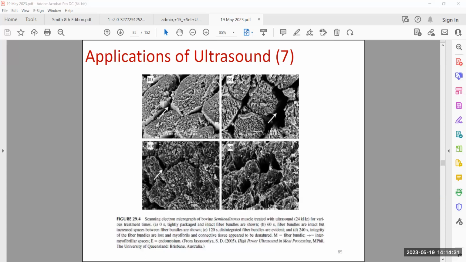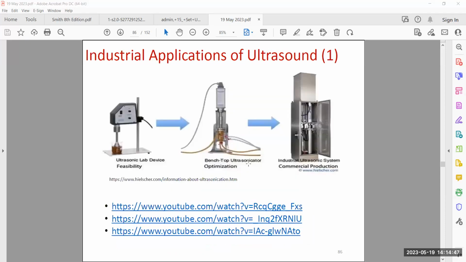This is the beef muscle, otot lembu, that was being treated with ultrasound. You can see that basically it is disintegrating the fiber bundle. So basically you would get a more tender beef product.